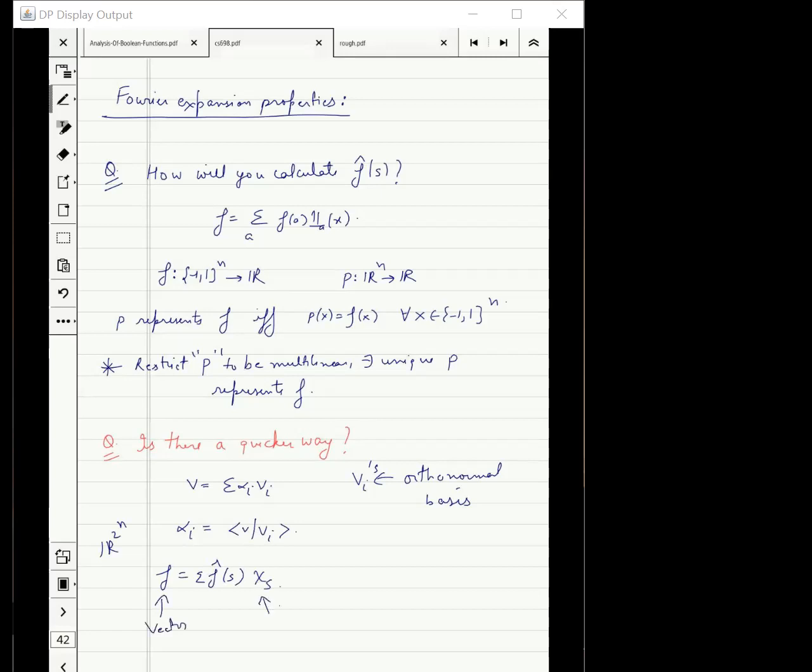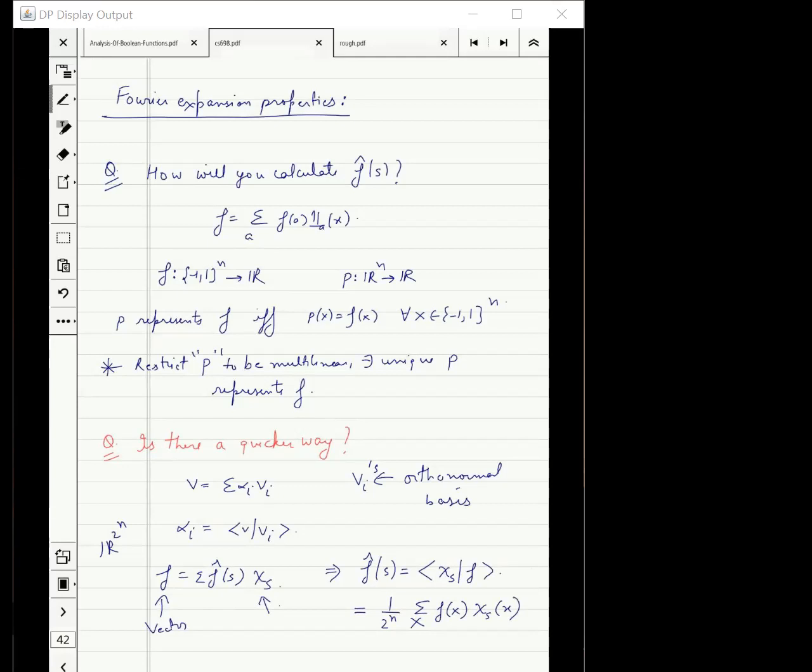That tells me F at s is equal to the inner product of chi_s with F, or F inner product chi_s, whatever way you want to write it. What is this equal to? How did we define the inner product? 1 over 2 to the power n times the summation over all inputs x of chi_s(x) times f(x). Very good. So this is the average value of F multiplied by chi_s. Correct?